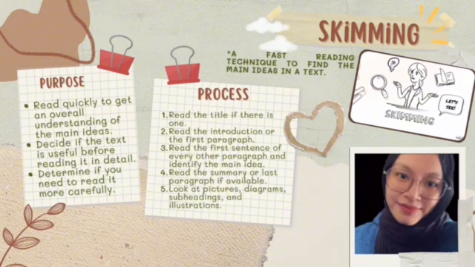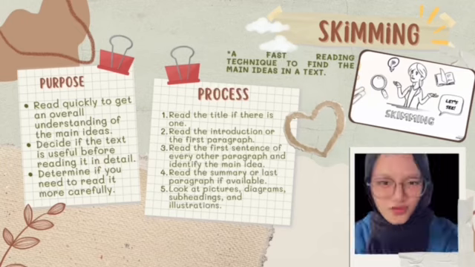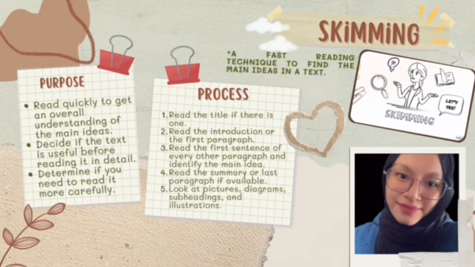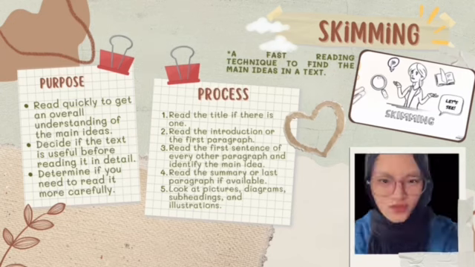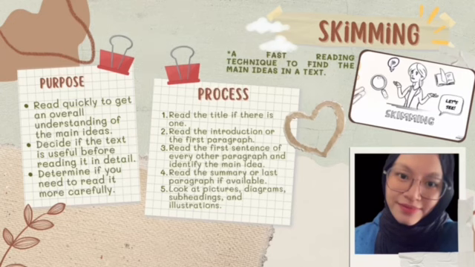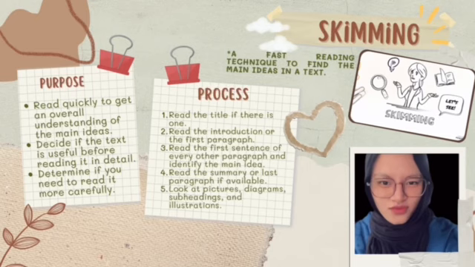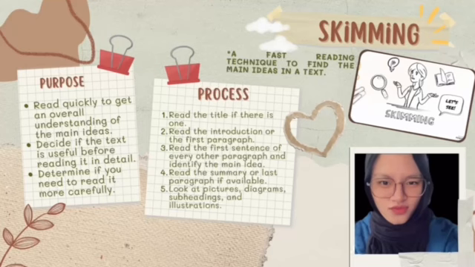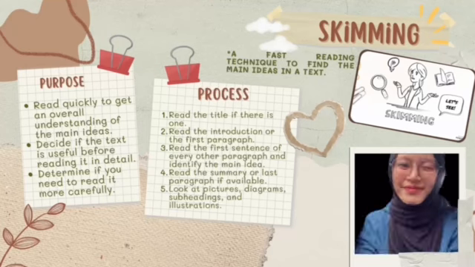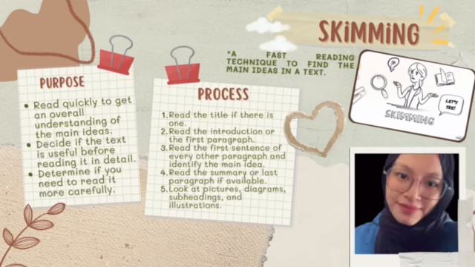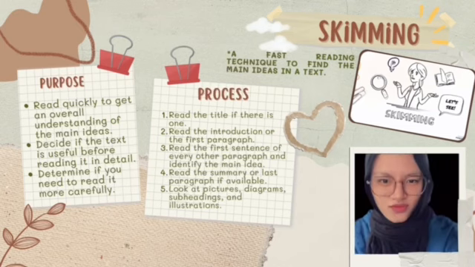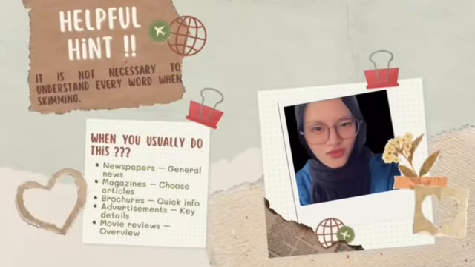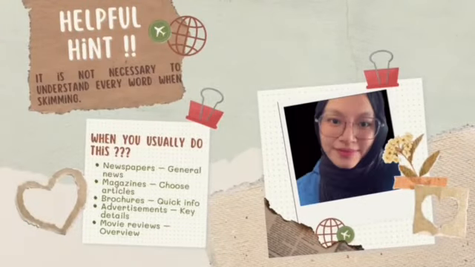Now, how do we actually skim? It's simple, just follow these steps. First, read the title if there is one. Second, read the introduction or the first paragraph. Third, read the first sentence of every other paragraph and identify the main idea. Fourth, read the summary or last paragraph if available. Last but not least, look at pictures, diagrams, subheadings, and illustrations. By doing this, you can quickly grasp the general idea without wasting time.